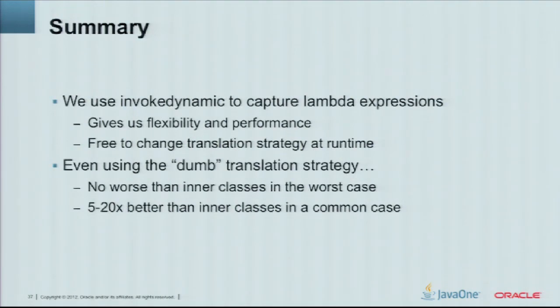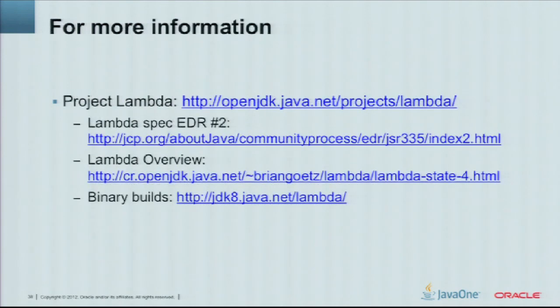Okay, so wrapping up, we use invokedynamic to capture lambda expressions, not to give us dynamic typing, but to give us flexibility in choosing a translation strategy and good performance for that. Even using the dumb strategy, which is spin an inner class at runtime, it's either no worse than or much better than inner classes, so we're better out of the box. And it leaves a lot of running room to come up with better implementation strategies in the future without breaking compatibility.